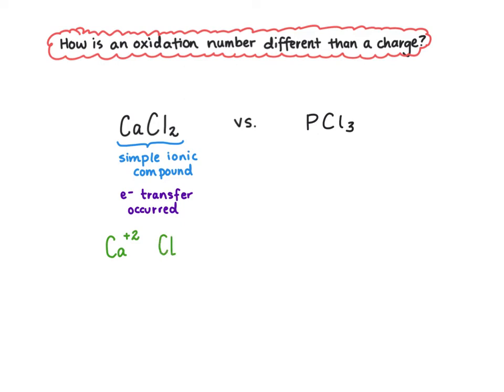Chlorine gained an electron each. So each chlorine or chloride will have 1 extra electron. So in this compound, the ion charge is going to be equal to the oxidation state. In a molecular compound, this is not the case. So in our molecular compound here, we don't have full electron transfer. Instead, we have uneven sharing or unequal sharing of electrons.